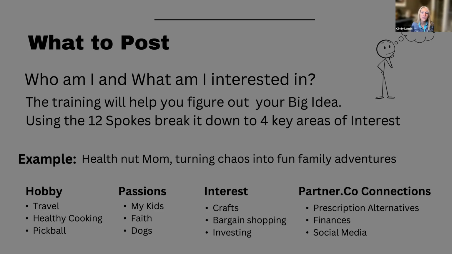And there is a training inside the app, inside the training section, which I'll show you in a second, that walks you through how to figure out your big idea and what that means exactly. And then it'll say, go through these 12 spokes. That gets a lot of people bogged down and caught up. Don't overthink that. Just hit the few that you can come up with real quick. If you don't hit all 12, it's fine. What you're trying to do is break it down to your 4 key interests.